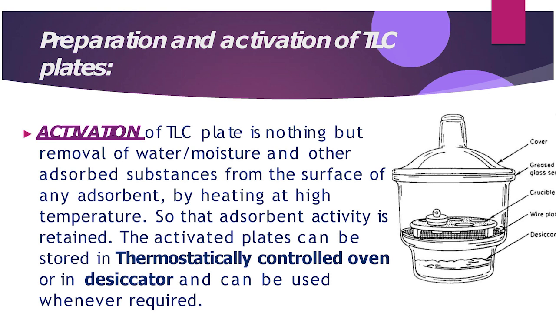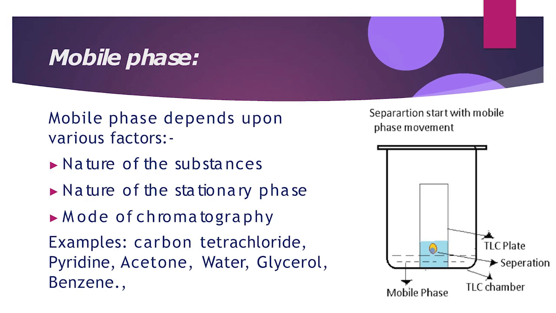And how we are activating the TLC plate: the TLC plate contains traces of moisture and water molecules. We keep it at 100 to 120 degrees centigrade and the moisture will be removed. Stationary phase is very important, and mobile phase is also very important for TLC. Not only for TLC, in all the chromatographies we are using two phases. One is stationary phase and another one is mobile phase. In the last slides we saw what the stationary phase is, how we apply it, how we activate it, and what kind of stationary phase we are using.